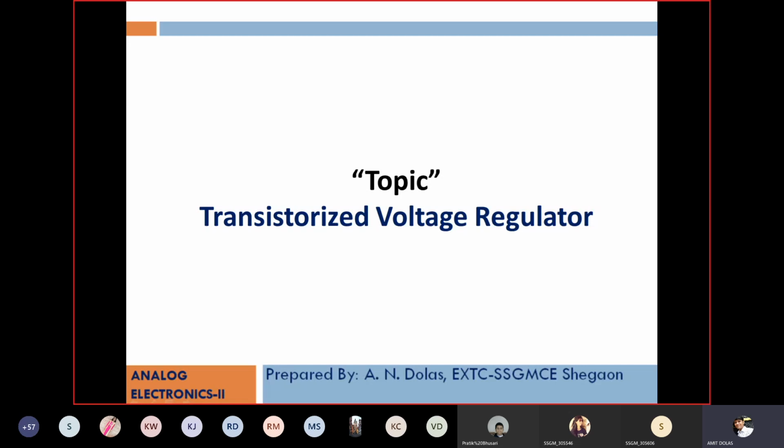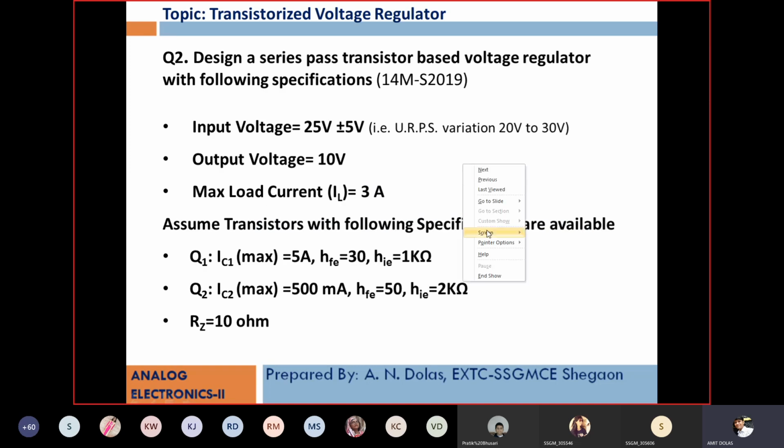Yes, sir. Okay. So again, a similar numerical. You might have solved this at your end as I asked you to solve. But those who have not solved it, or may have taken a wrong step, will correct themselves in this lecture. So the question is: design a series pass transistorized voltage regulator with the following specification, for 14 marks in summer 2019.